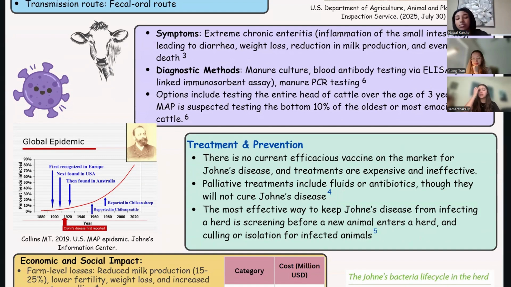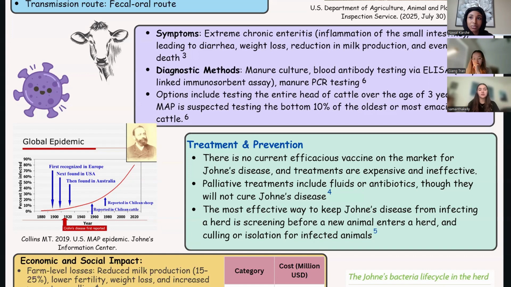There are three available diagnostic methods. The first is manure culture, which isolates the living MAP organism from manure. Unfortunately, this technique typically takes about 8 weeks, as MAP is an extremely slow-growing organism. The second method is blood antibody testing using ELISA, enzyme-linked immunosorbent assay. They do this by collecting 2 to 3 milliliters of blood, and the serum is used for anti-MAP antibodies. This is then compared to a positive and negative control.